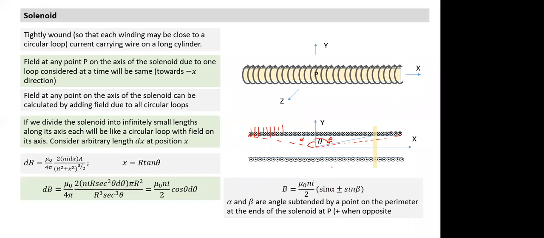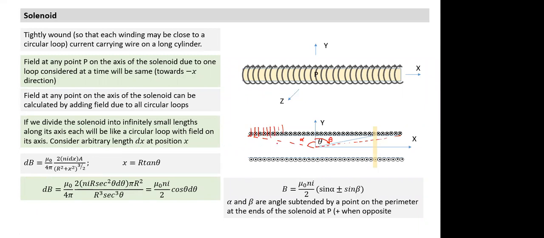Same sin alpha, sin beta. So you understand what alpha and beta are. If it is infinite, what is the value of alpha and beta? You understand when the plus would come? Plus would come when this point P is inside the solenoid. It will come minus when point P is outside the solenoid.